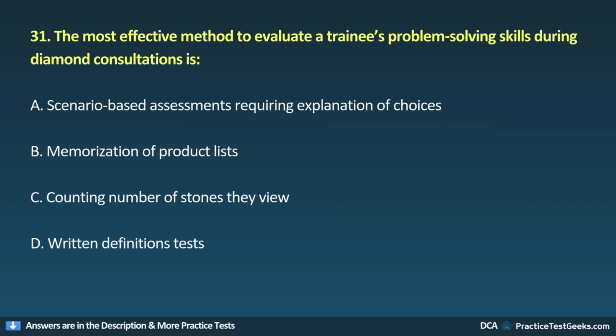31. The most effective method to evaluate a trainee's problem-solving skills during diamond consultations is A. Scenario-based assessments requiring explanation of choices. B. Memorization of product lists. C. Counting number of stones they view. D. Written definitions tests.